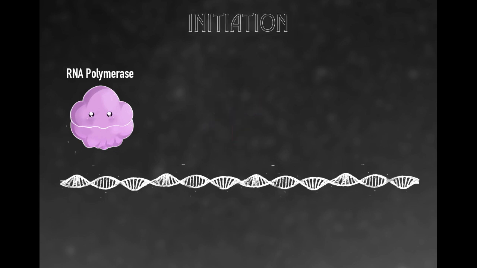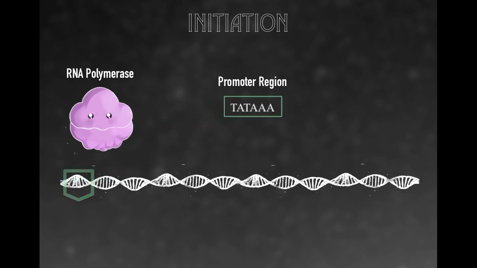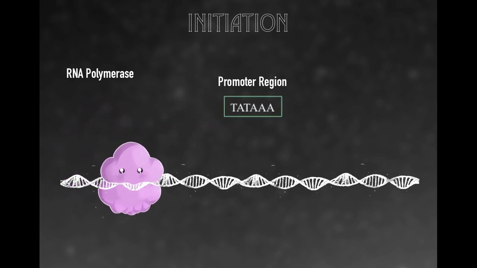RNA polymerase binds to the promoter region of DNA that regularly includes a sequence called the TATA box. The RNA polymerase then moves down the DNA, transcribing a single strand of RNA.